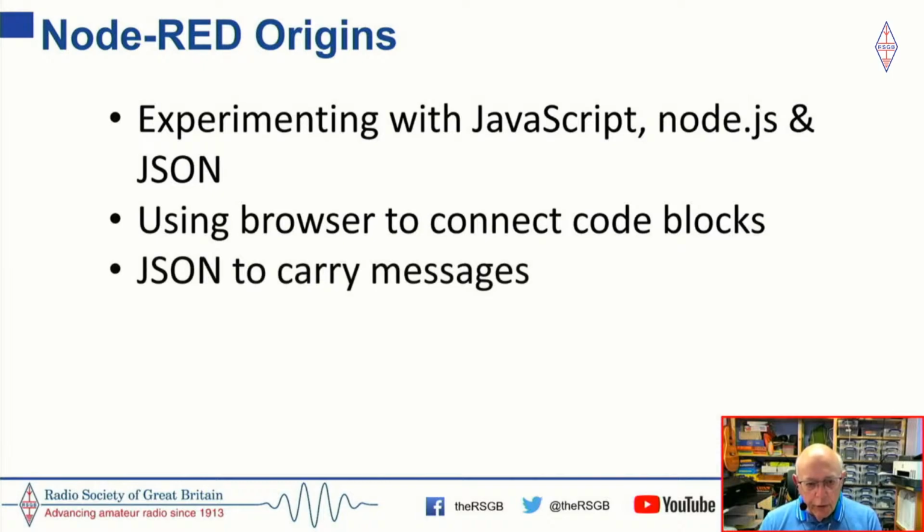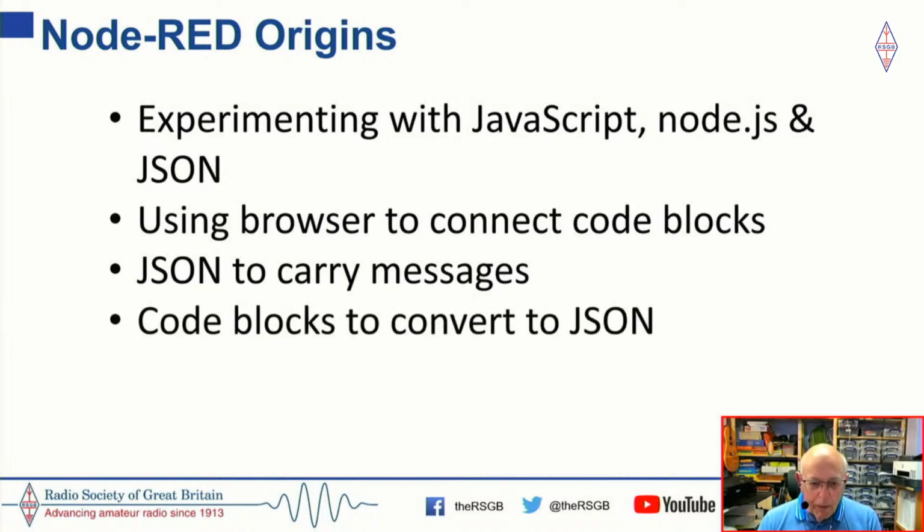And they decided to use JSON, which is JavaScript Object Notation, which I'll explain in a minute, as a system to carry messages. Now, they used their code blocks to convert the messages from sensors and all the different things into this JSON message format. So here's an illustration of how that might work.